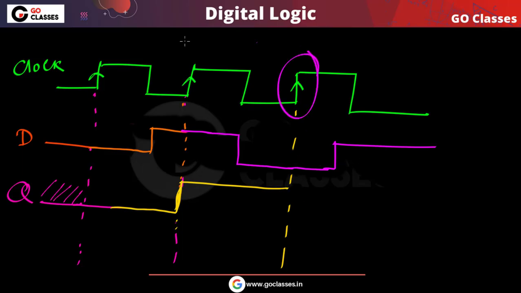Now you can notice that during this rising edge, the input D was already stable for some time before it, and after this rising edge, for some time the input D is also stable. So basically this D is constant in this duration. Sometime before the rising edge and sometime after the rising edge, you can notice the input D is stable, the input D is constant.